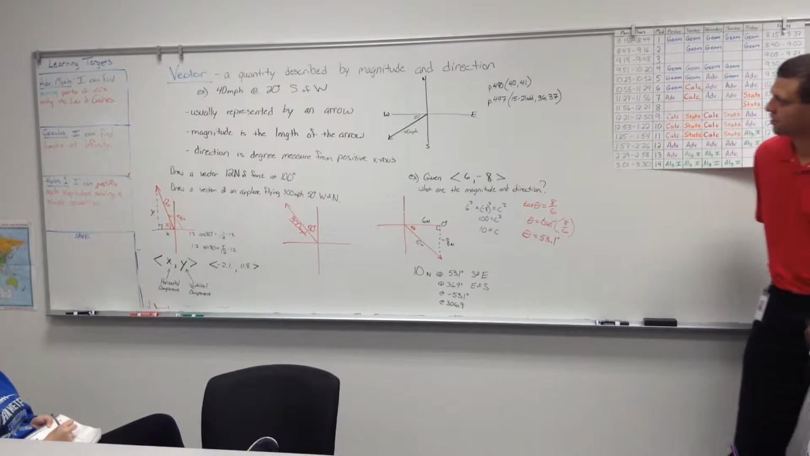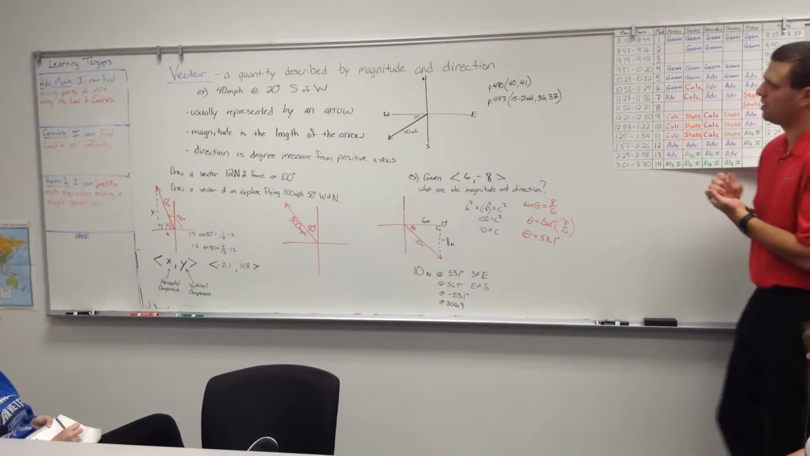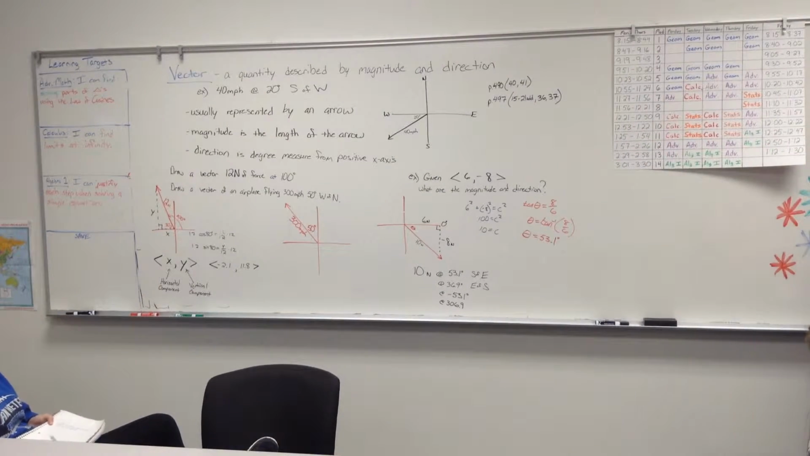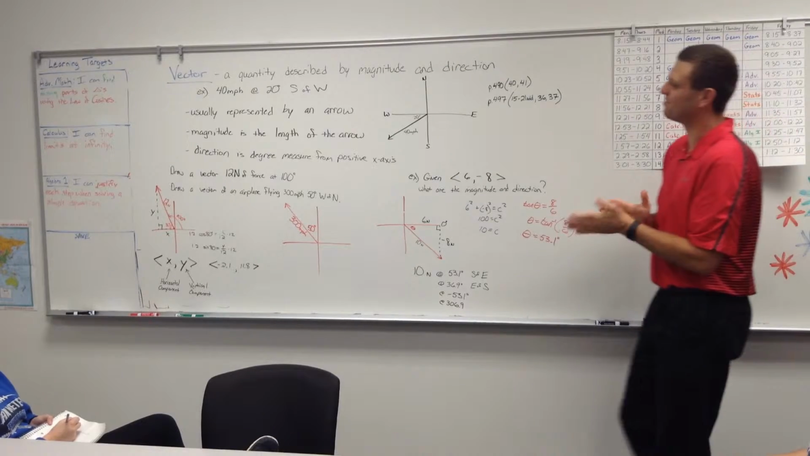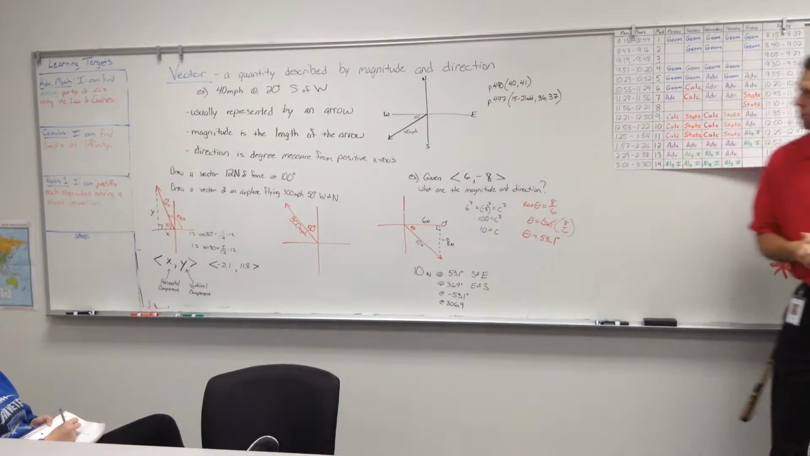So a vector is a quantity described by magnitude and direction, which is exactly what Vector says in Despicable Me if you watch it. Yeah, both direction and magnitude. So anyway, quantity described by magnitude and direction.